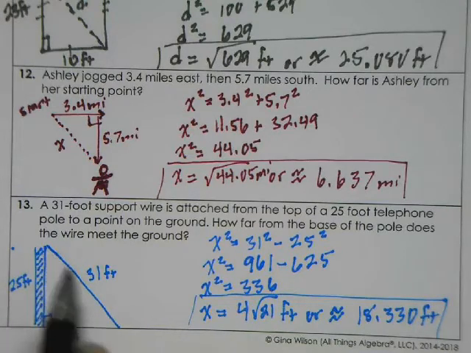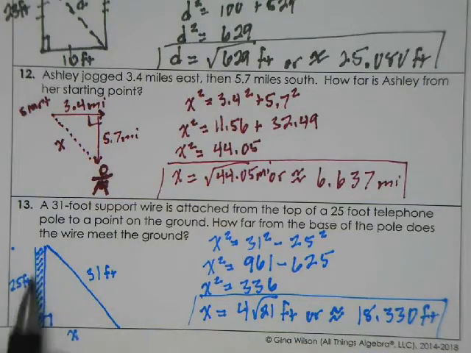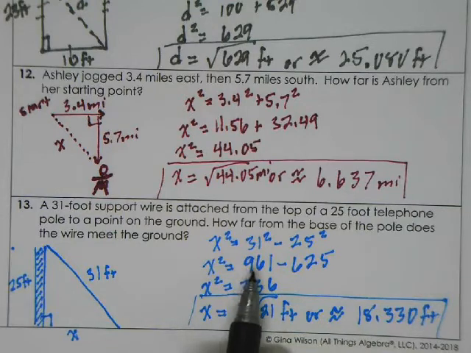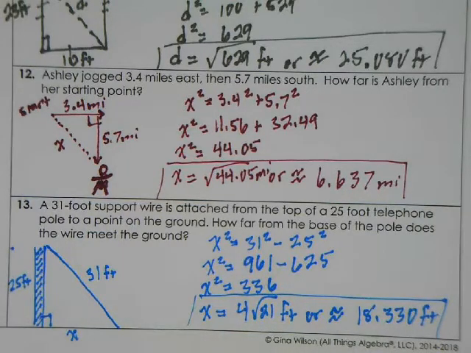So here the 31 feet represents the hypotenuse, the length of the pole represents one of the legs, and this side here represents the second leg. So plugging that into the Pythagorean theorem, we get a distance from the base of the pole to be about 4 radical 21 feet, or 18.330 feet as a decimal value.